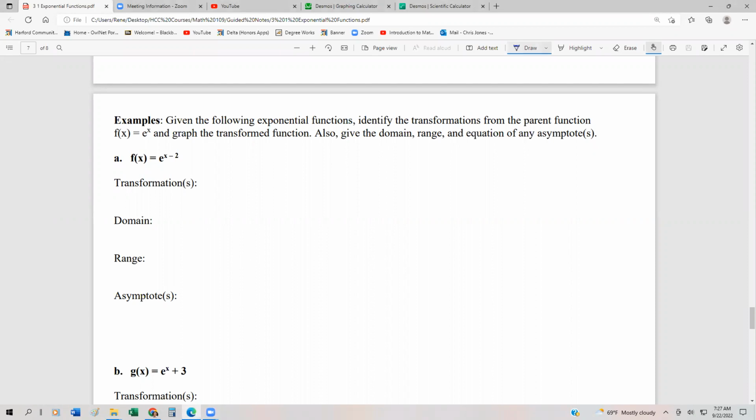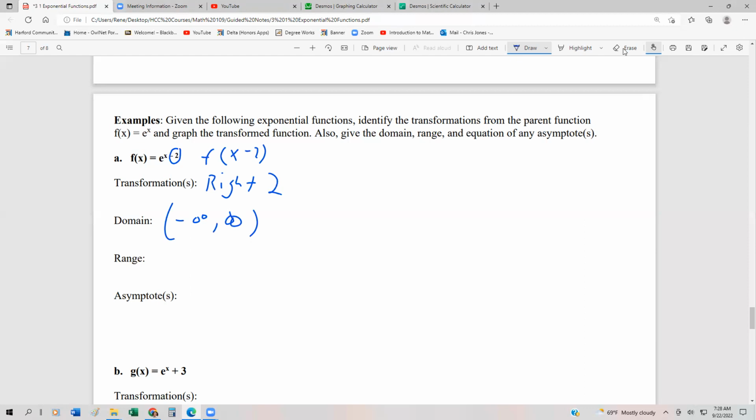Notice that the minus 2 is in the exponent, which means that it's really the function composed of x minus 2. So in reality, it looks like f of x minus 2. And that transformation means that we are going to move right 2. So we're going to move the graph right 2 units. The domain of every exponential function is from negative infinity to positive infinity. So that's easy enough.